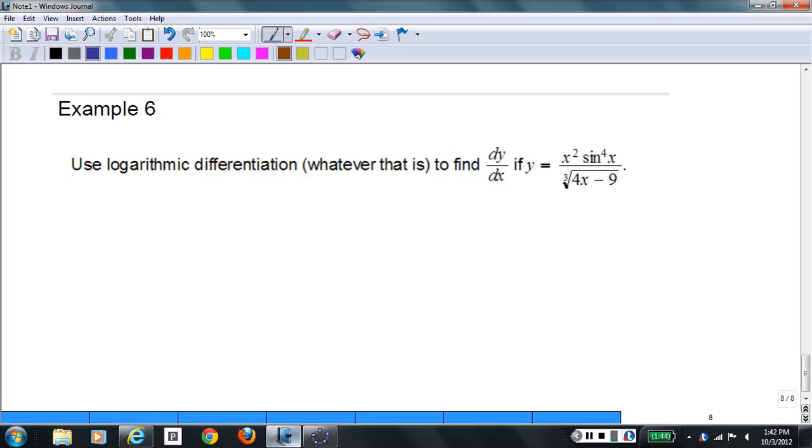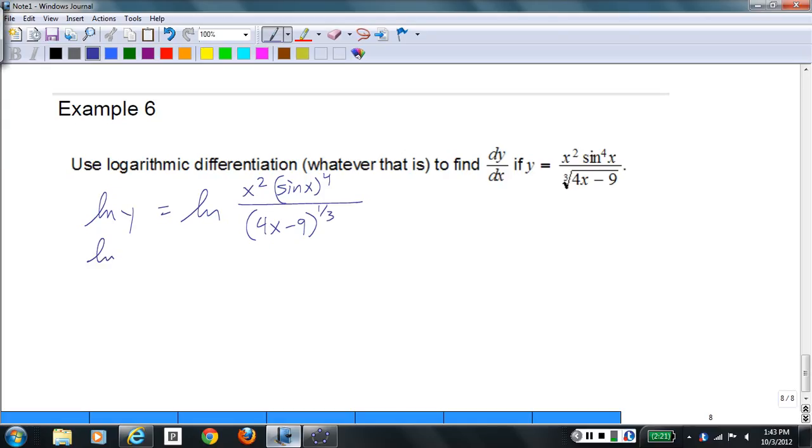Of course, we hope y is positive in order to do this, but it's going to work out. Natural log of y equals the natural log of x squared sine x to the fourth over 4x minus 9 to the 1/3. Take the natural log of both sides. Before we take any derivatives, simplify the right-hand side as much as possible. Expand that logarithm just as much as the properties of logarithms will allow you to expand it.